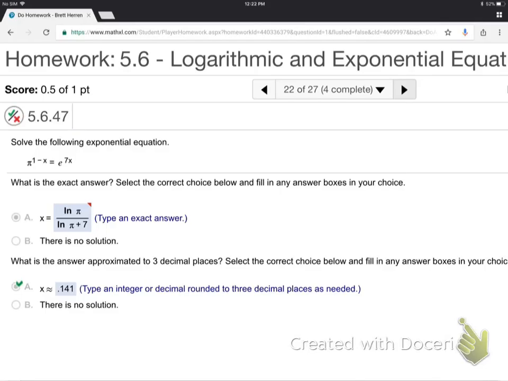Okay, let me put this on a fresh screen. So this is number 22: pi to the 1 minus x is e to the 7x. Now remember, pi and e are just numbers, aren't they? Well, we're going to leave them pi and e. We're not going to put their numbers in. The big deal for us is that x is in the power, and we're going to get it out of the power.